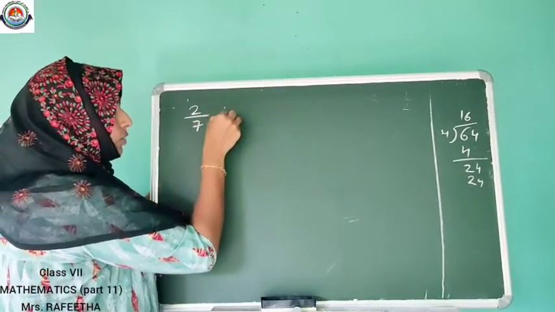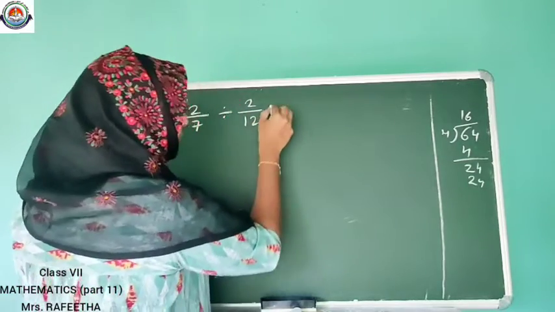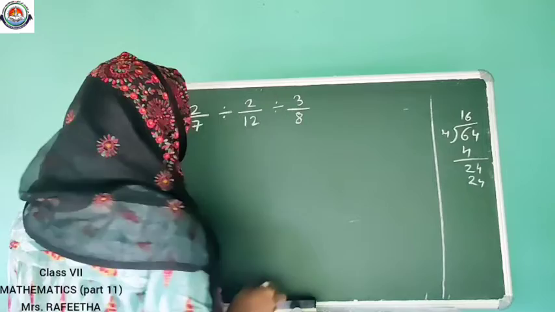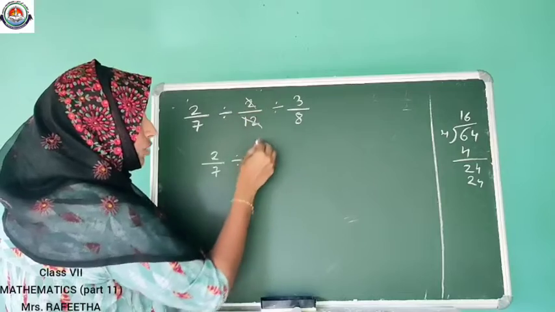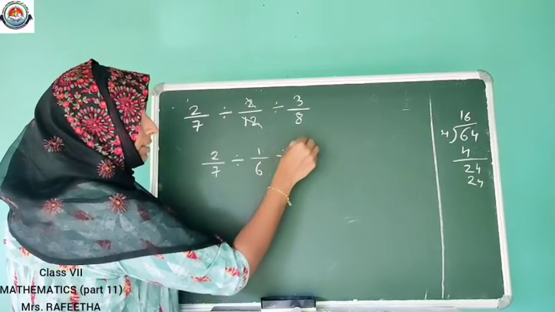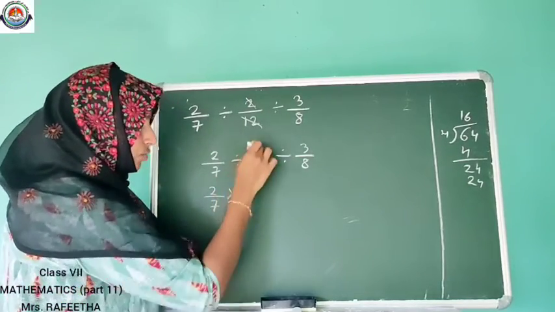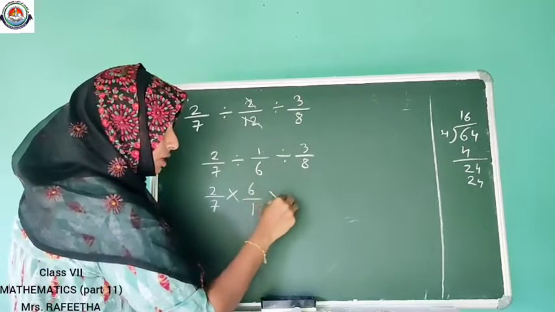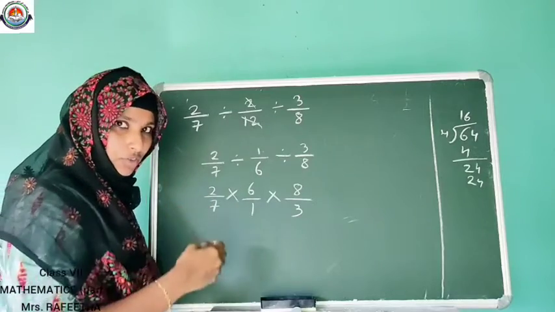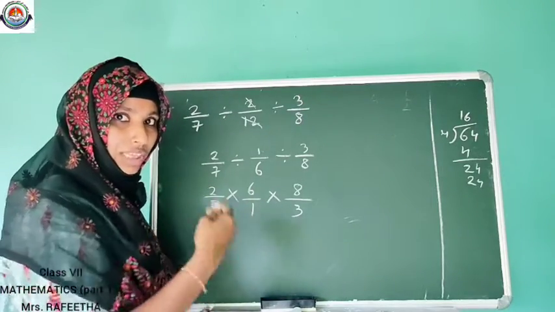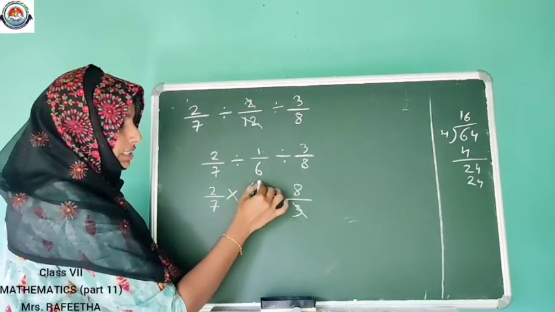2 by 7 divided by 2 by 12 divided by 3 by 8. Here 2 by 7 itself. 2 by 12 we can write as 1 by 6, divided by 3 by 8 itself. Next 2 by 7, instead of division, multiplication. 1 by 6 will be 6 by 1, division will be multiplication, 3 by 8 will be 8 by 3. Okay, am I speeding? Because a lot of questions we have done, now we are used to this.